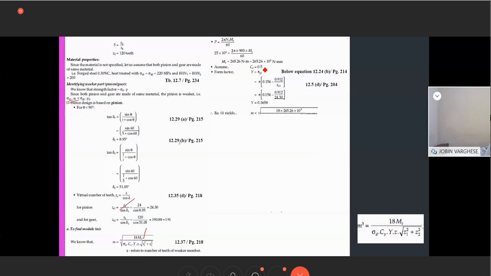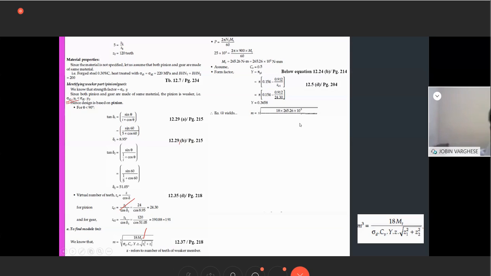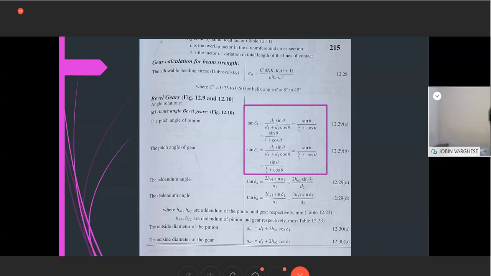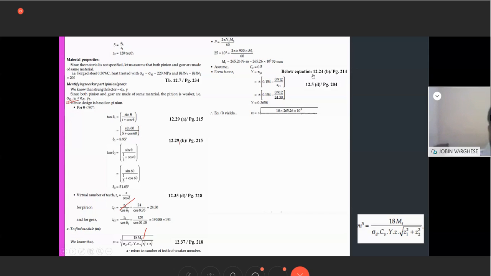And then there is a form factor called y equal to pi y1. This already we have seen in the helix also. The mapping here is not right, but the equation y equal to pi y1 is correct. So 12.24b in page number 214. From there, we can choose an equation pi into 0.154, and finally we will get the value for y. So we'll get the value for y as 0.368.